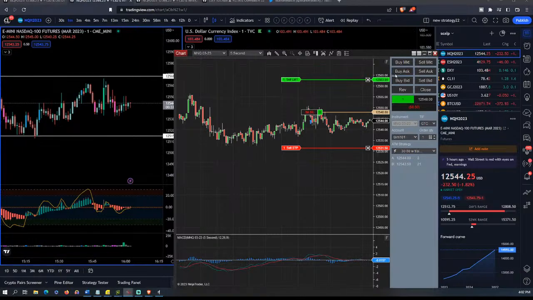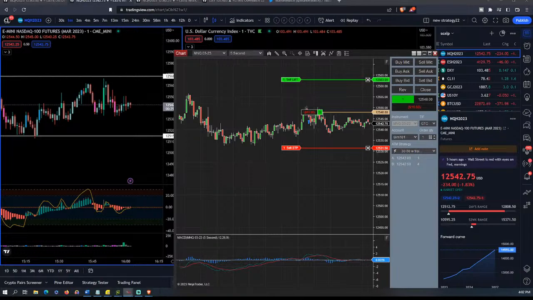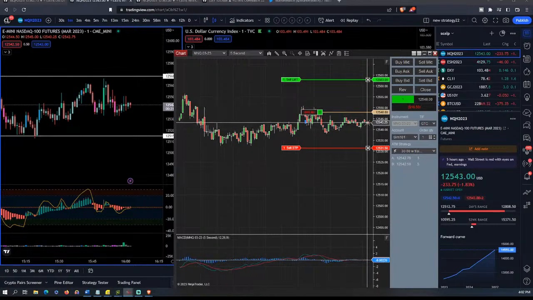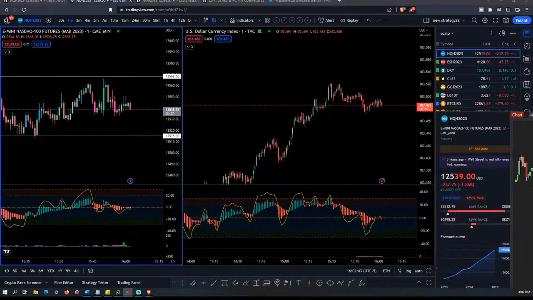I'm just watching this trade, debating if I should pop it. Let's see what everything else is saying. Usually, it melts up or melts down once the earnings come out. So, let's keep this up right here for now.